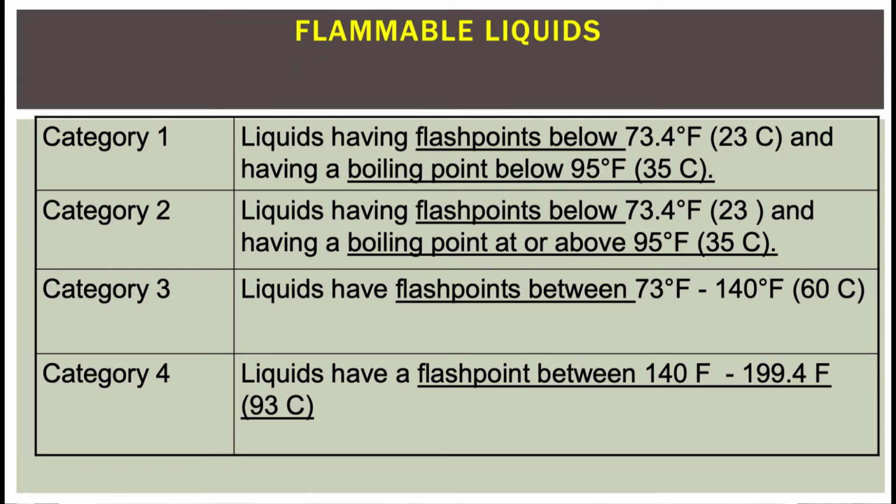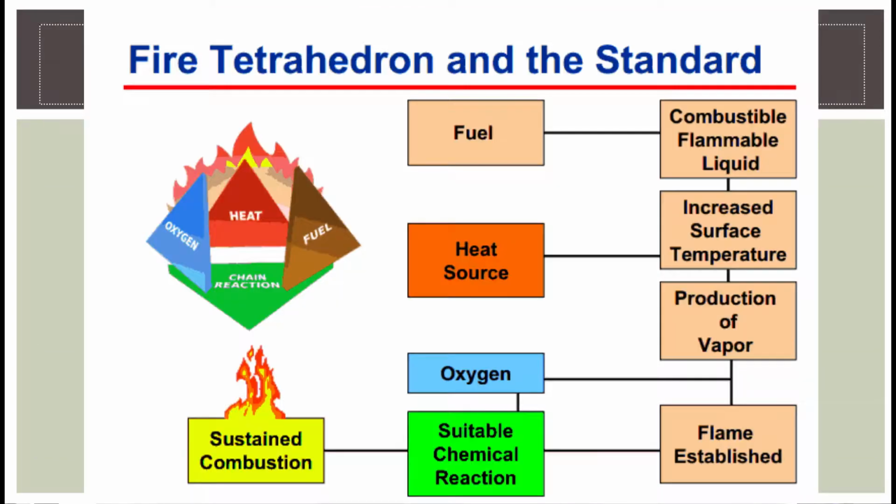And these are our 4 categories that are assigned by OSHA. Remember, for the first 2, it's a combination of the boiling point and the flash point, 1 being more highly volatile than 2, and 4 being way less volatile than 1.